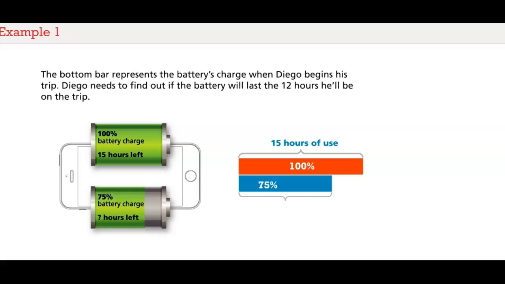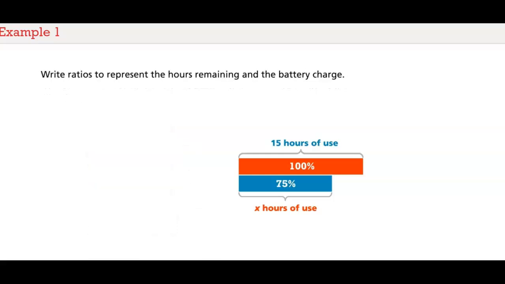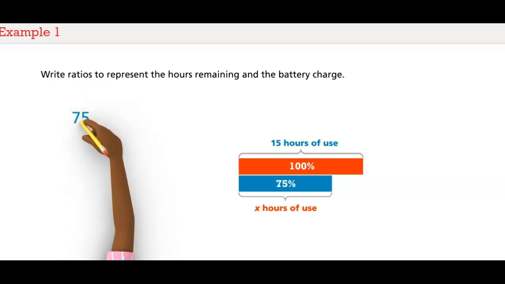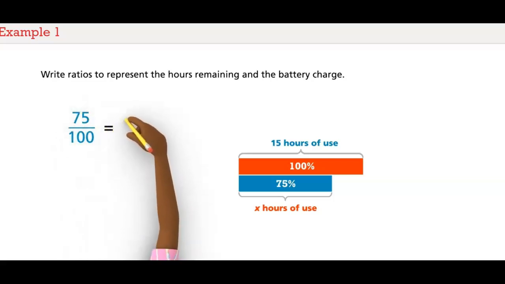The bottom bar represents the battery's charge when Diego begins his trip. Diego needs to find out if the battery will last the 12 hours he'll be on the trip. Diego can now write equivalent ratios to represent the hours remaining and the battery charge. 75 divided by 100 equals x divided by 15.